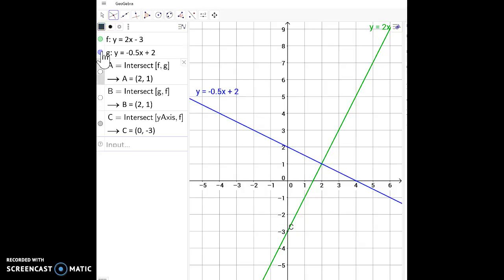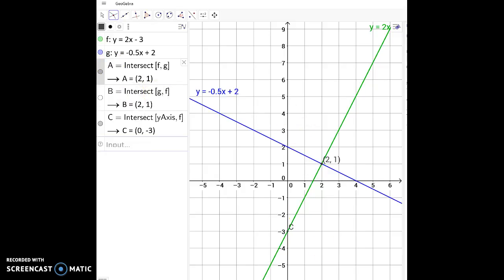See if I can get it to behave itself. There it is. So they cross at 2, 1. That means if I put x is 2 into each of those equations, I should get 1 for my y. Because remember, the first coordinate, x, is 2. The second coordinate, y, is 1. Okay, now I'm going to show that for you.